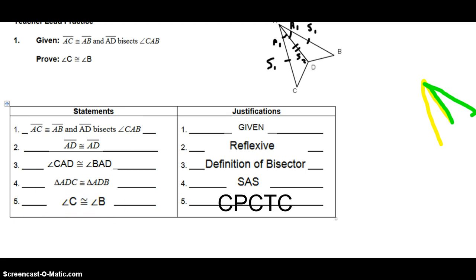And C and B are corresponding parts. Okay? That's this here and this here. And you can see how they actually correspond in the statement. Here's C, the third letter, and here's B, the third letter. So those two match up there. We can use CPCTC to prove that they are congruent.